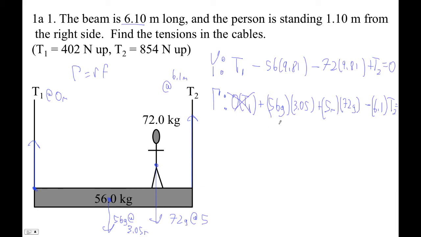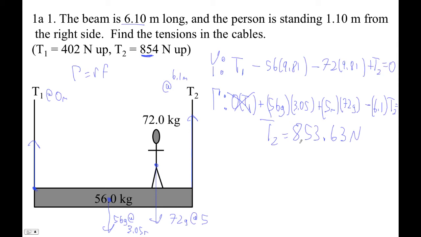I can go parentheses 56 times 9.81 times 3.05 plus 5 times 72 times 9.81, and I get a number, and then I'm just going to divide by 6.1, and I get 853.63. So my T2 is 853.63. And that must be this one here, and it makes sense that that's a big force.